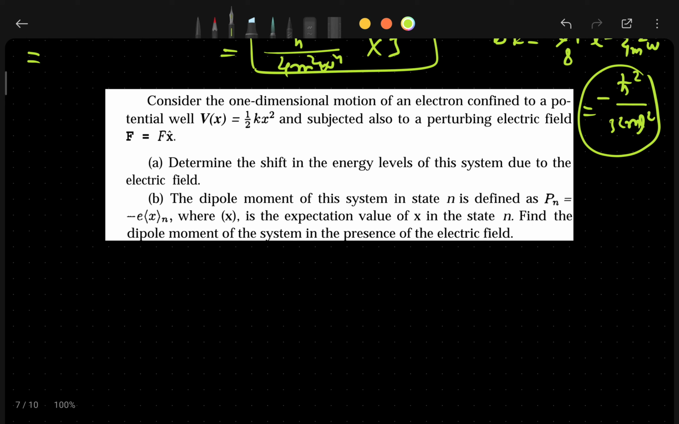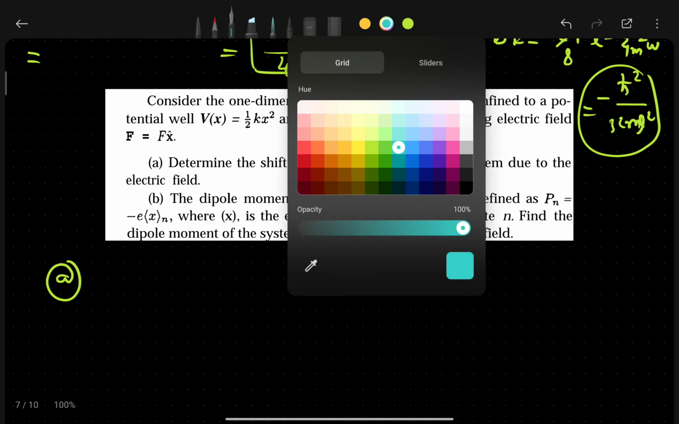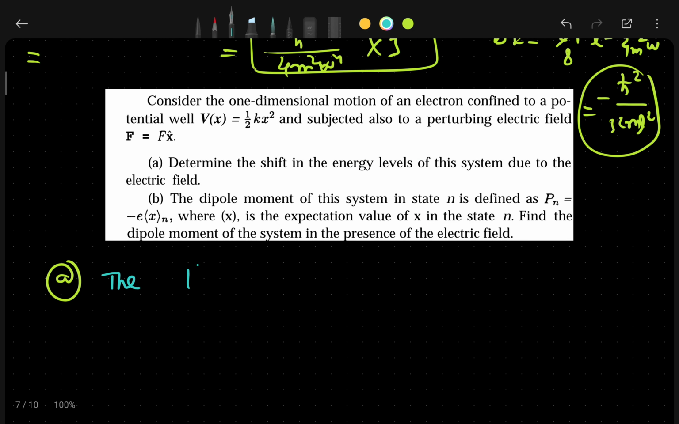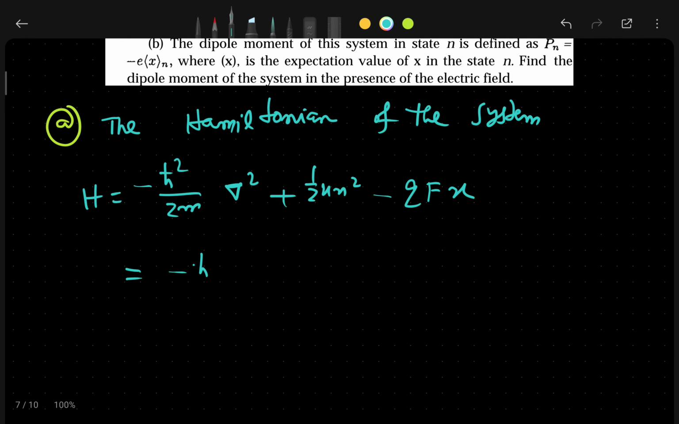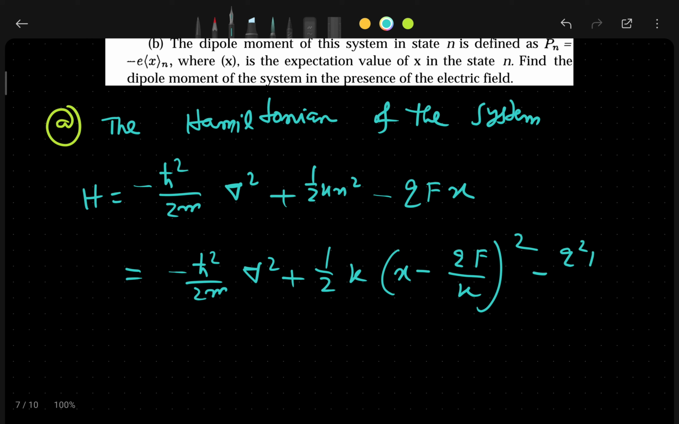The dipole moment of the system in state n can be written as P_n equal to minus q times the expectation value of x in the system. Find the dipole moment in the presence of the electric field. So the Hamiltonian of the system is H equal to minus h bar squared divided by 2M Laplacian plus half k x squared minus q F x. So minus h bar squared divided by 2M Laplacian plus half k (x minus qF divided by k) whole squared minus q squared F squared divided by 2k.